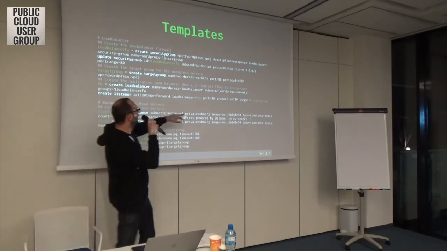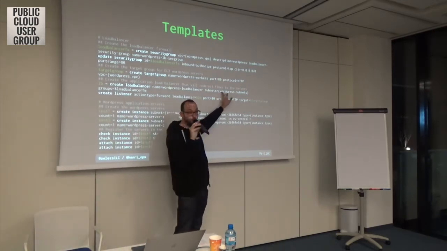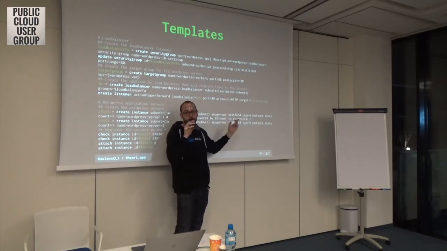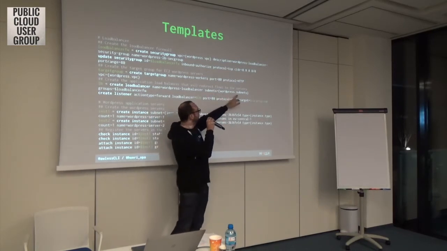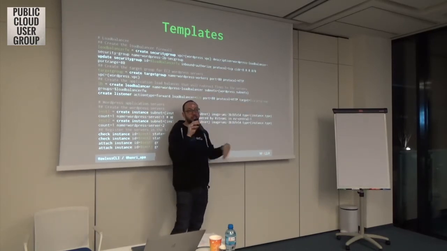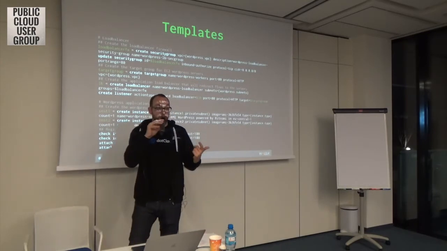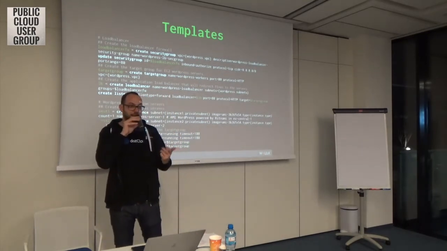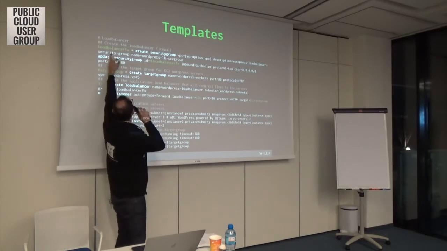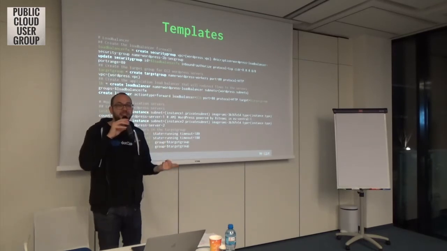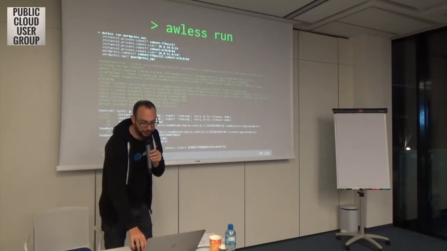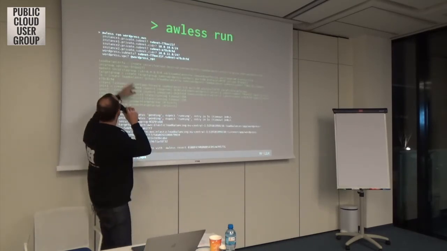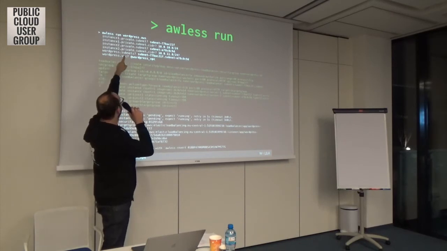And note also that we have what we call holes. What we call holes are the parameters of the whole template. So for instance, WordPress.subnet will be asked as an input when you launch the template. And that's why it's different from this, which is the output of a command inside the template. So this is about it, and these are the templates, which you can run using AWLESS run.